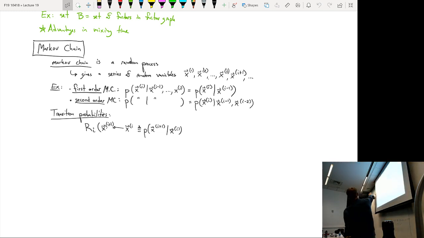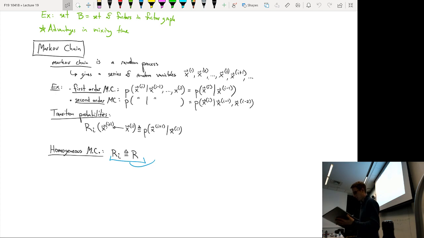So once we have this notion of R transition probabilities, we can say that there's such a thing as a homogeneous Markov chain, which is simply one where R sub i is always defined to be equal to some fixed R. So what this is saying is basically, if we're using R of this form, then think of the Markov chain as having the same transition probabilities at every time step. So the transition probabilities are the same for all i.